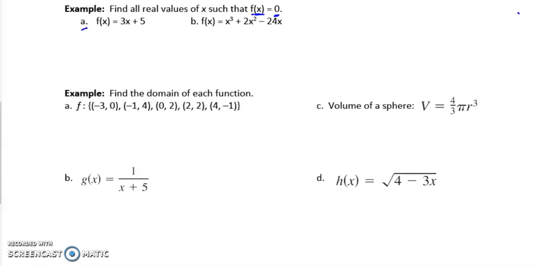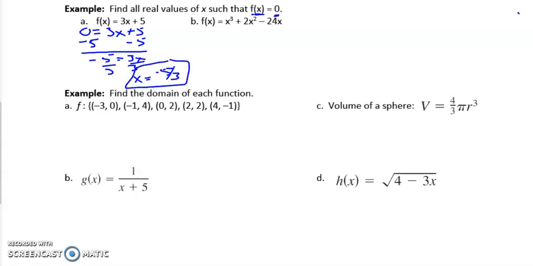So to do that, you set the function f of x equal to 0, and the function is 3x plus 5, and then you go ahead and solve for x. So subtract 5 from both sides, gives you negative 5 equals 3x, divide by 3, you get x equals negative 5 thirds. So the zero is negative 5 thirds comma 0, or you write x equals negative 5 thirds.